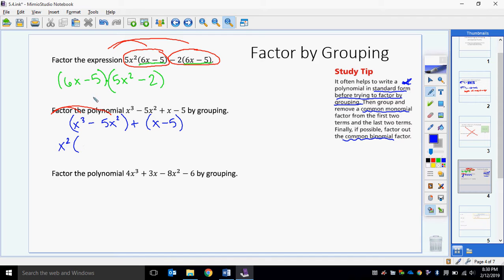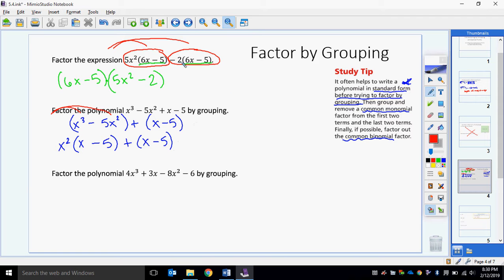And when I factor him out in front, what's left? Well, x squared take out x cubed take out x squared, I'm left with an x. And negative 5x squared take out an x squared, I'm left with a negative 5. And I'm just going to drop down this second binomial. Haven't touched it yet.